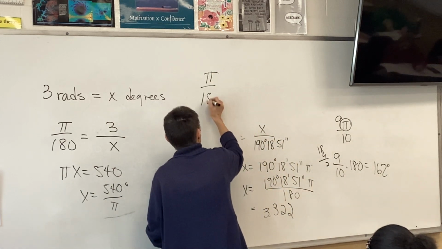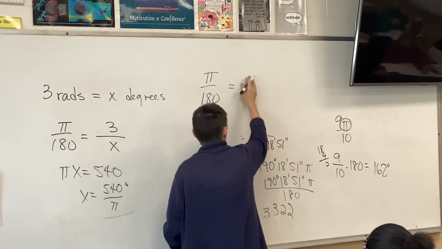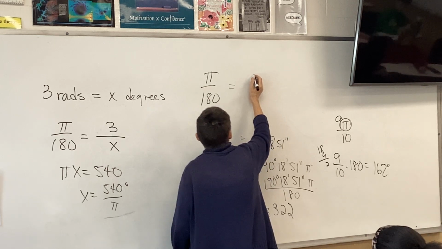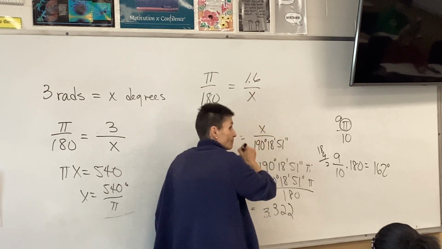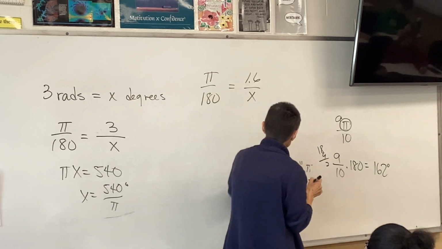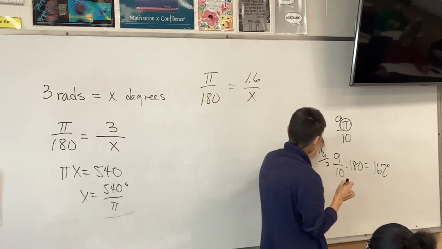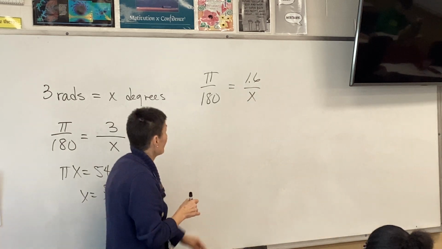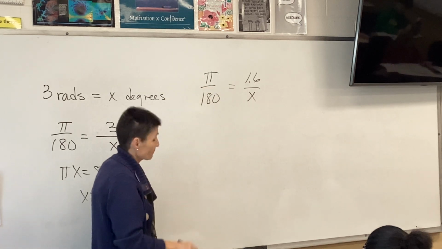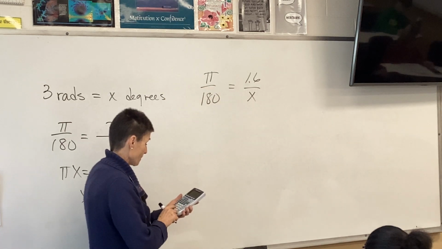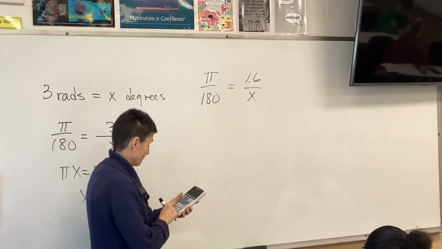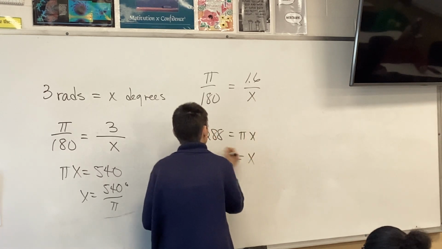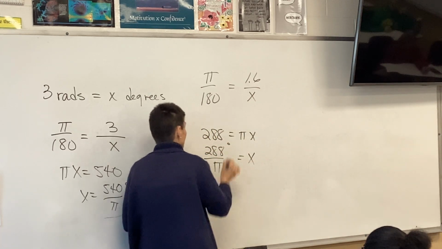Next problem, last one in this set. Pi is to 180 as what? What's going to be the second half of my proportion? 1.6 is to x. Is everybody clear why he put the 1.6 on top? Yeah, because it's a radian measure, so it's got to go up there with the radian. Yep, perfect. I'm going to leave this exact so I can use my calculator to multiply. So I got 288 equals pi x, 288 over pi degrees.